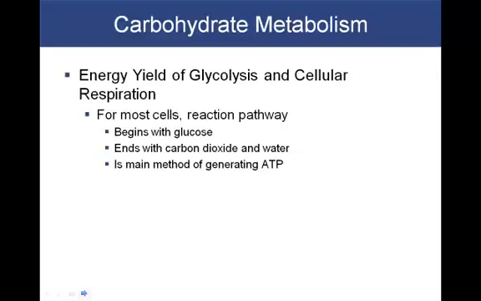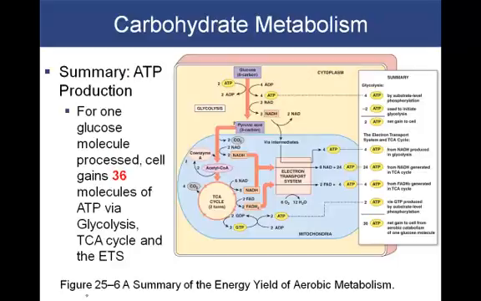We begin with glucose, we end with carbon dioxide and water, and again, this is how we generate ATP. This is a summary of the entire process, starting in the cytosol or cytoplasm with glycolysis. Remember, the net gain in glycolysis is 2 ATP. The end product of glycolysis is pyruvic acid, which then enters into the mitochondria.